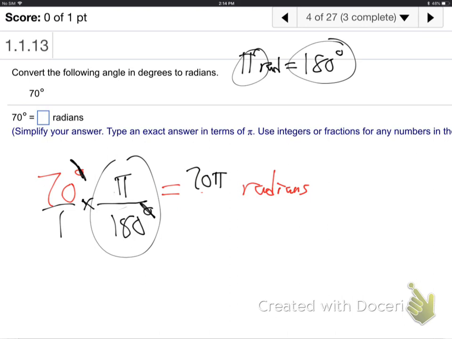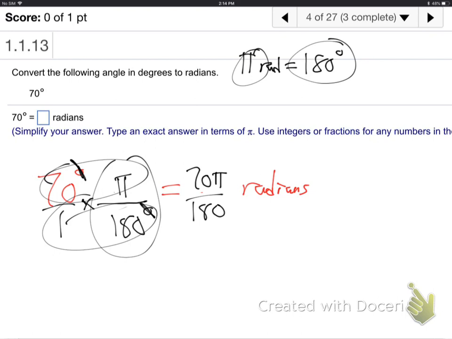So what do we have then? You just multiply straight across. 70 times pi, 70 pi. 1 times 180, 180. We're out of degrees now. I'm not going to write a degree symbol, notice. Why not? Well, because degrees canceled. See them going away there? Bye-bye degrees. We're in radians now. That's our answer, except they want it simple.